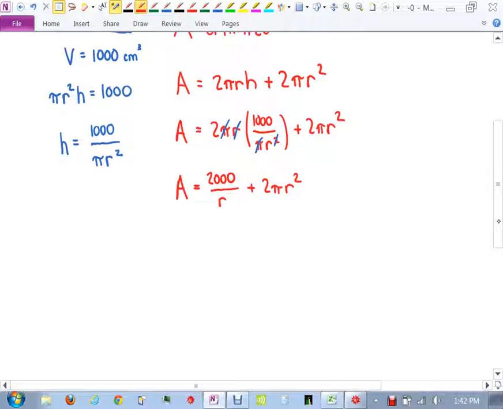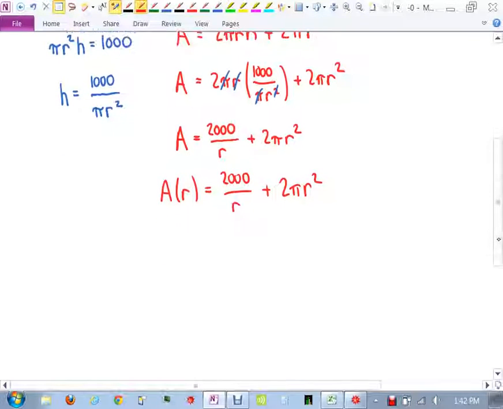Questions? Is that now an equation where A only depends on one variable? So I can write it as A of r equals 2,000 over r plus 2 pi r squared. That's my objective.